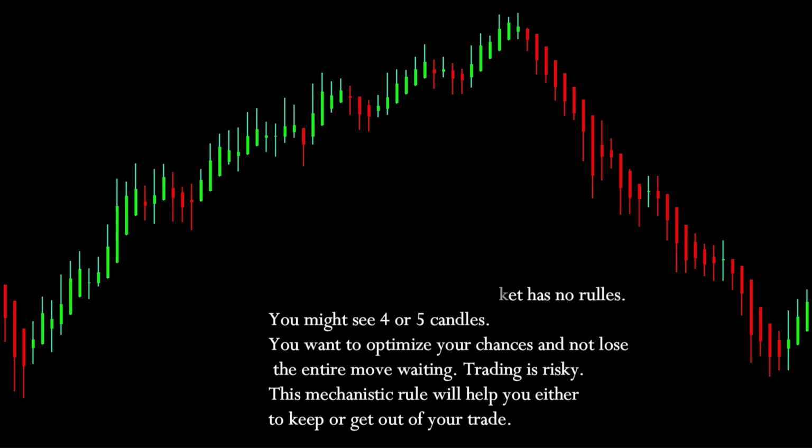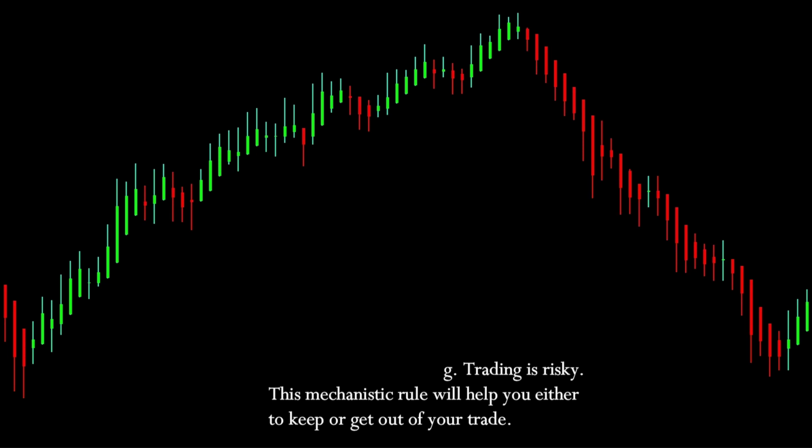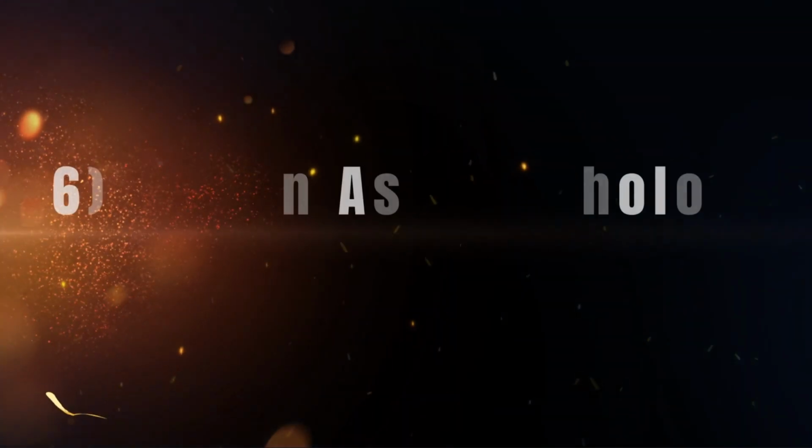In conclusion, stay in the market as long as you have full-bodied Heikin Ashi candlesticks. When the color changes, it is a signal that the market might reverse.